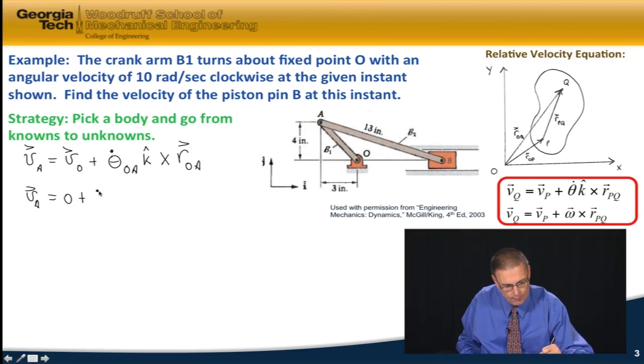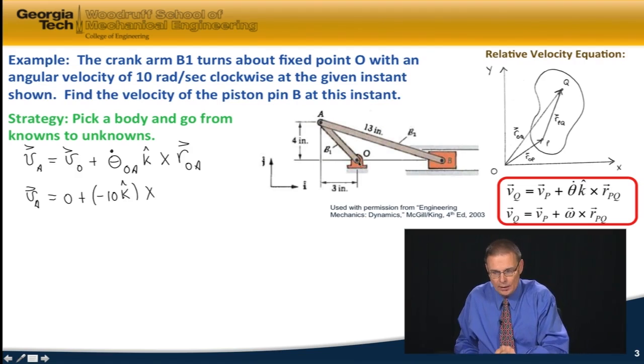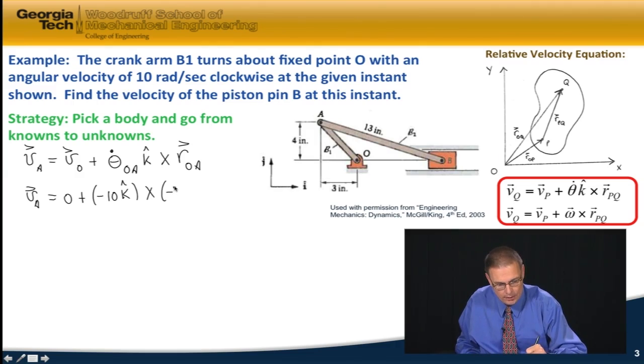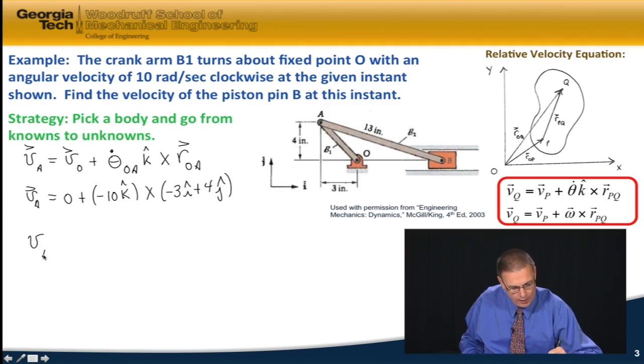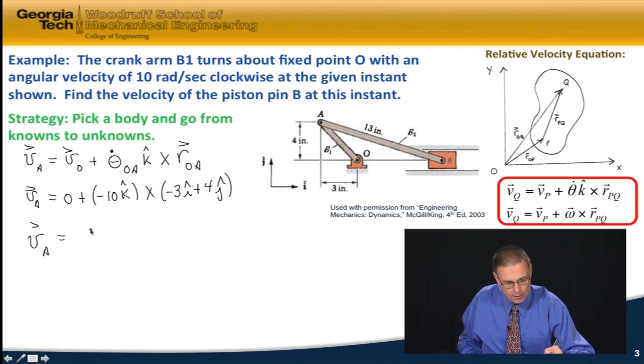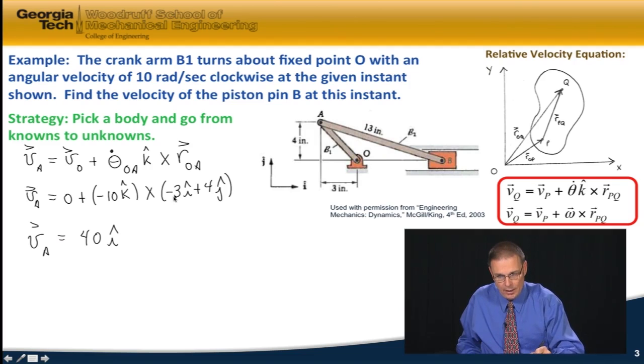So I've got minus 10k crossed with R from O to A, and the position vector going from O to A is minus 3 in the I direction and plus 4 in the j direction. So that's going to be minus 3I plus 4j. And so the velocity of A then is equal to k cross j is minus I, but I got minus 40 times minus I, so that's plus 40I. And then k cross I is j. Minus 3 times minus 10 is plus 30, so we get plus 30j inches per second.